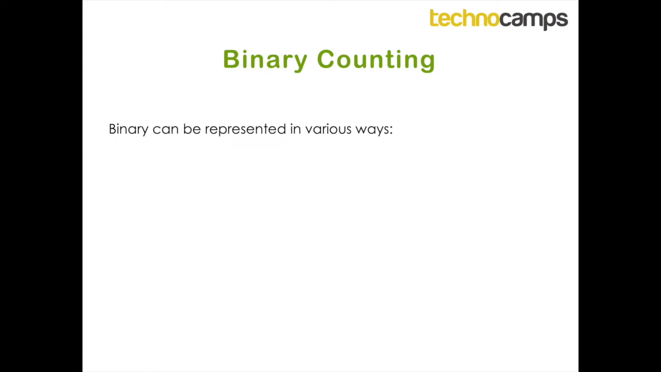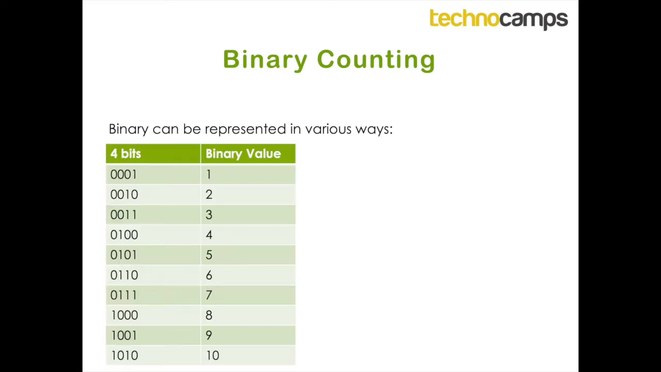So yeah, given that fact, binary can be represented in various ways. So 4 bits binary, where we have 4 digits are used, is represented in this way. So 0001 is actually 1, 0010 is 2, 0011 is 3.